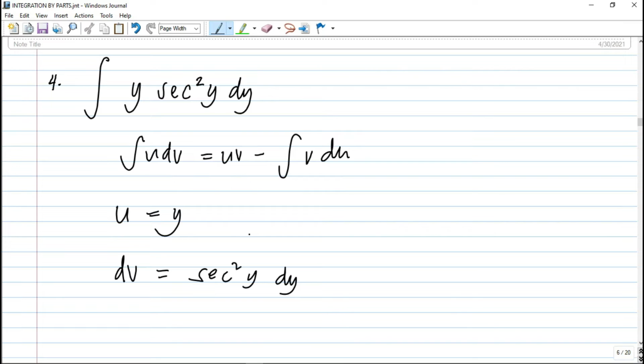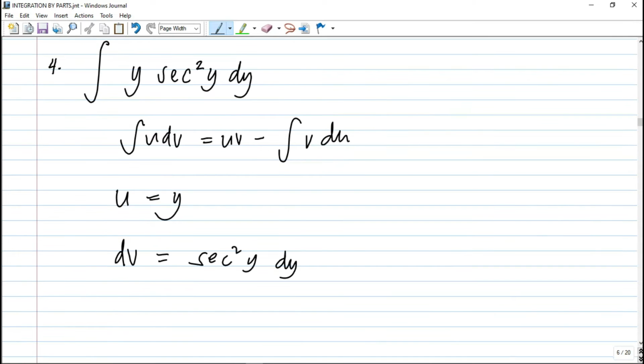So why did I decide to let dv as secant squared y? Because meron tayong formula guys for the integral of secant squared y, so madali natin siyang i-integrate. That's why I decided to make dv as secant squared y, not y dy. Okay, let's find, hanapin natin yung du and v.